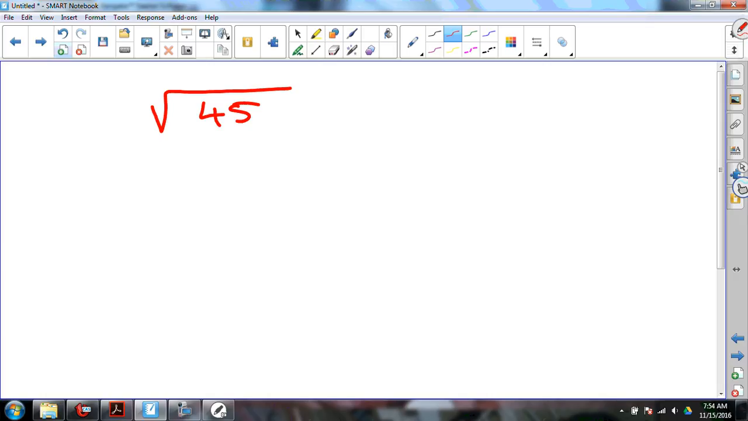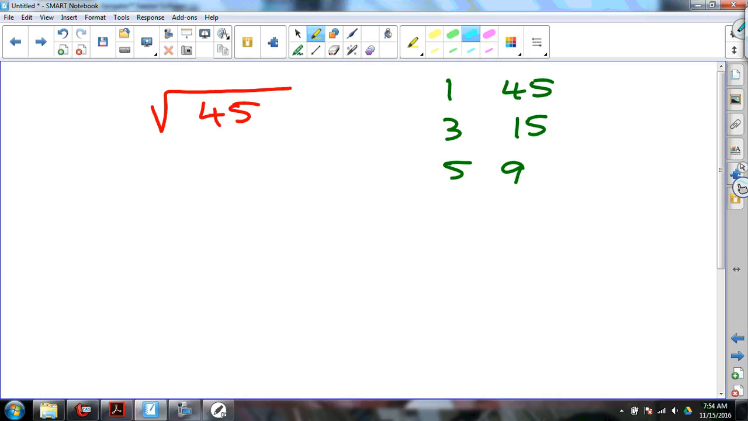So again, you have to be able to find factors of numbers to do this. 45's factors: 1 and 45, 3 and 15. I think that's it, right? Or are there more? Oh, 5 and 9. Okay. So which pair of those do I love?